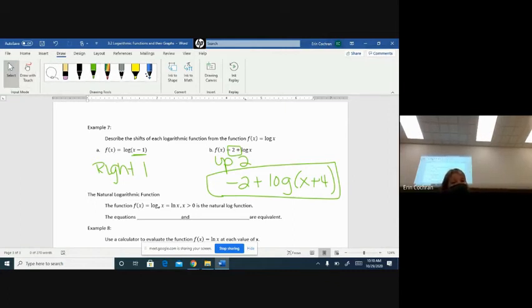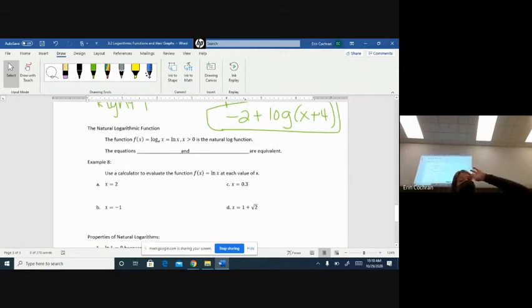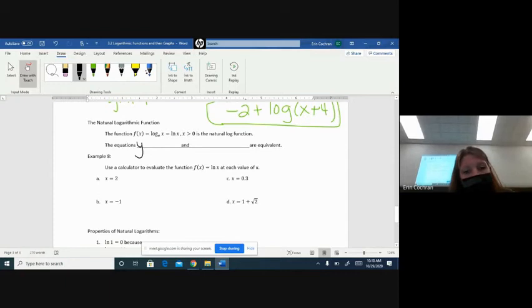Okay. Natural logs. The function f of x equals log base e of x equals ln of x, or the natural log of x, where x is greater than 0. The equations y equals natural log of x and x equals e to the y power are equivalent. So ln gets rid of the e's, and the e's get rid of the ln's.